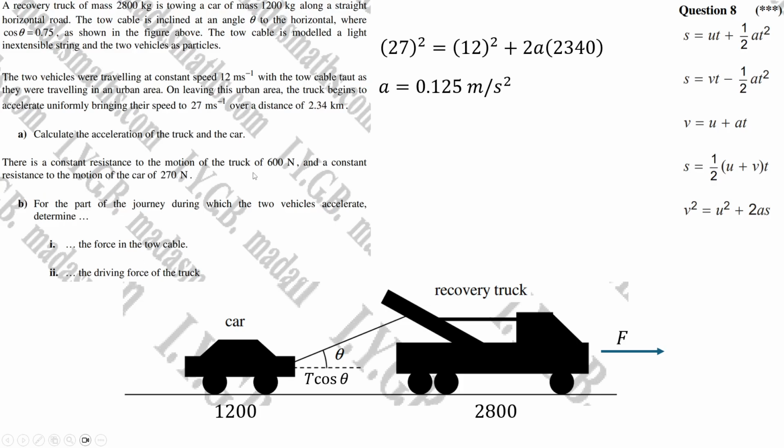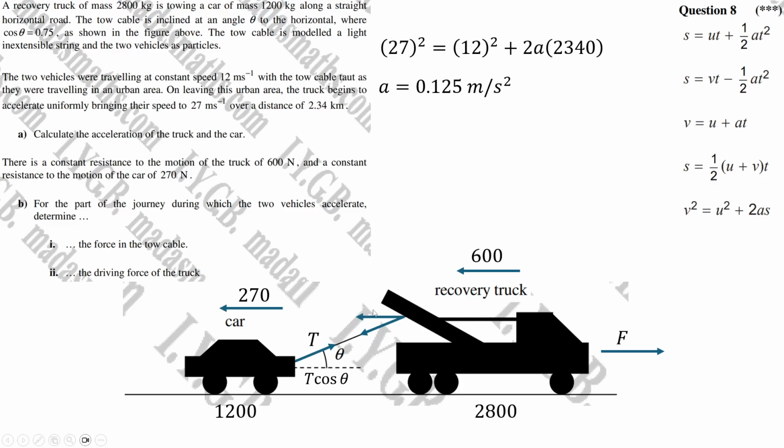Constant resistance force to the motion of the truck of 600 newtons. Okay, so we've got 600 newtons there, and we've got 270 newtons here. For the part of the journey which the two vehicles accelerate, determine the force in the tow cable. So first of all, there's tension here. That's the force that it's referring to. Now, the horizontal component of this force here, just be a little bit careful.